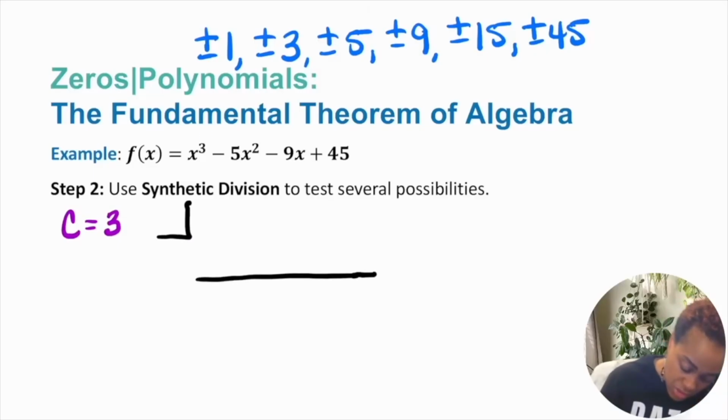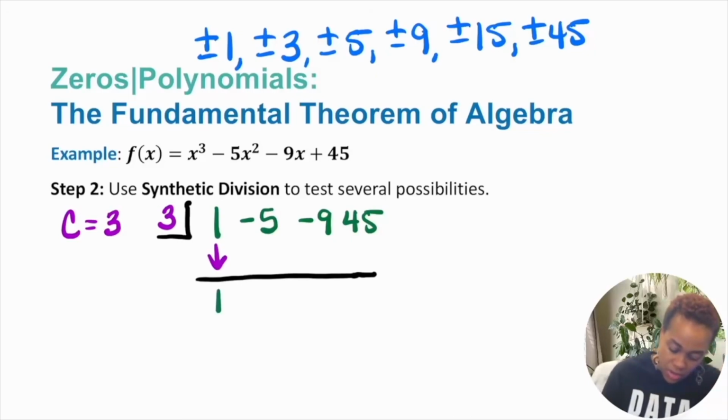Now, it goes cubed, squared, x, so that's good. So I'm going to put these in order. I have 1, -5, -9, and 45. My C is 3. The first number comes down, right? So we have 1. 1 times 3 is 3. -5 plus 3, negative 2. -2 times 3 is, trying to make sure my math is, okay, 6.